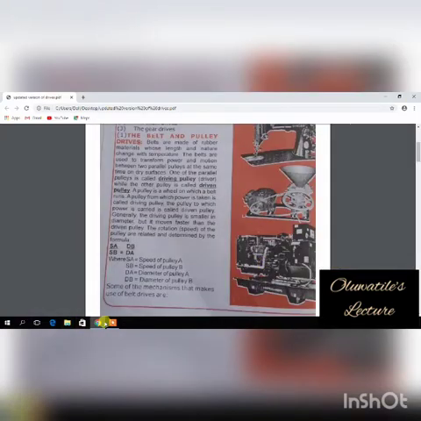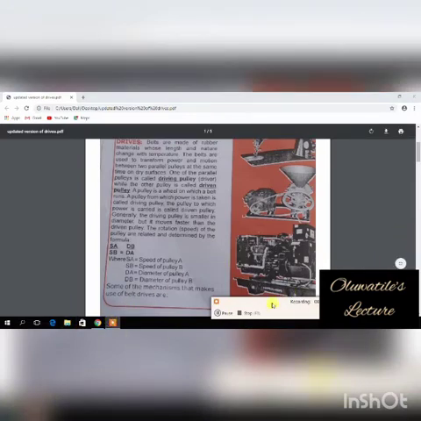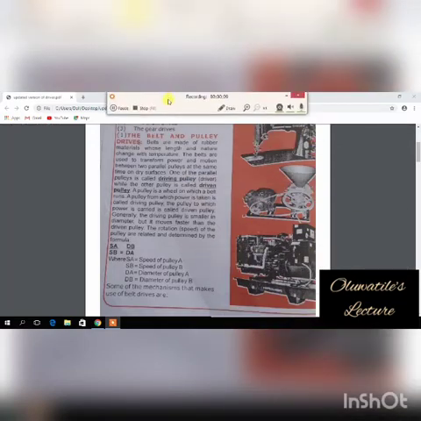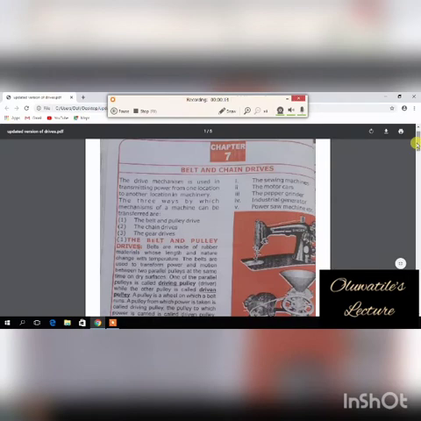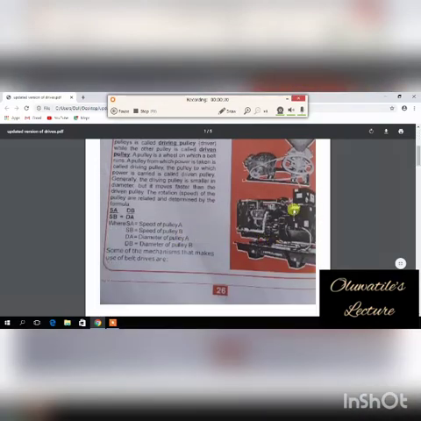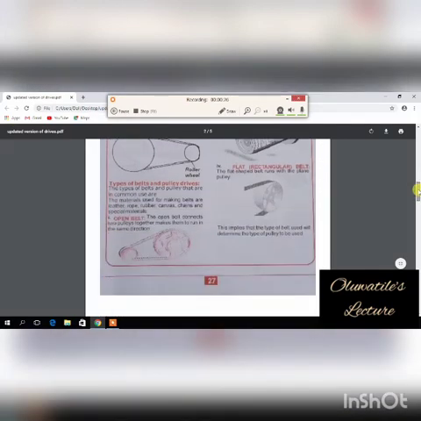Some of the mechanisms that make use of belt drives are, let's go further up, we have the sewing machine, the motor cars, the pepper grinder, industrial generator, power saw machine. This is an example of an industrial generator. Are we following? Okay, so now we have types of belt and pulley drives.